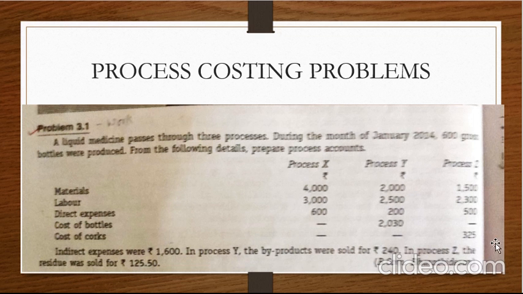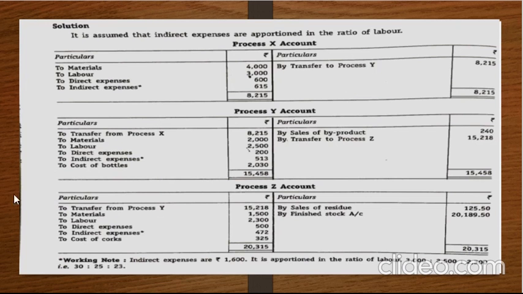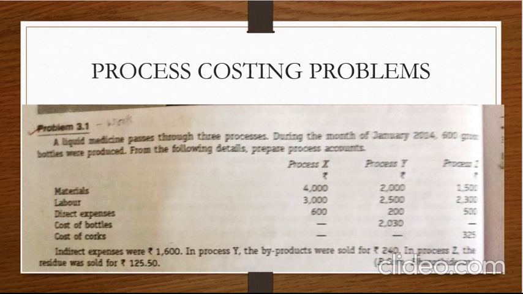So now the cost of COX is 3,325. So it is also an expense. So you will record it as cost of COX 3,325. Then, do you have any sales in this process?